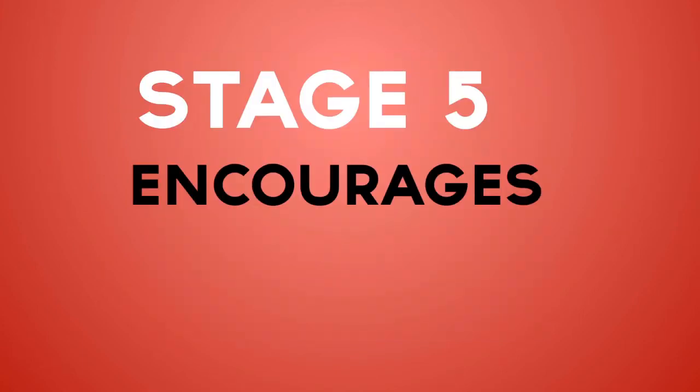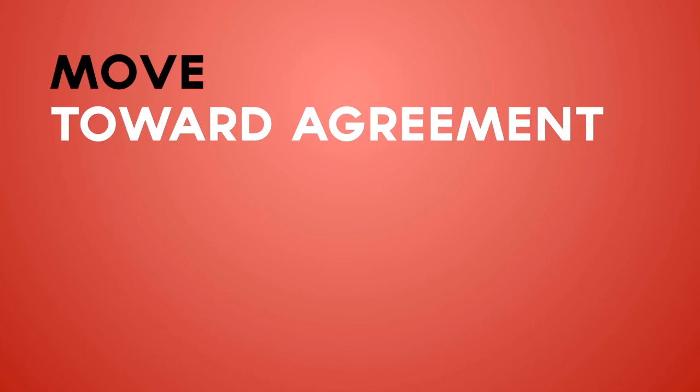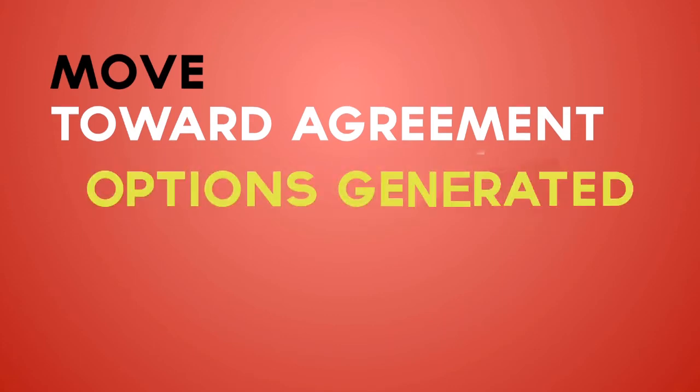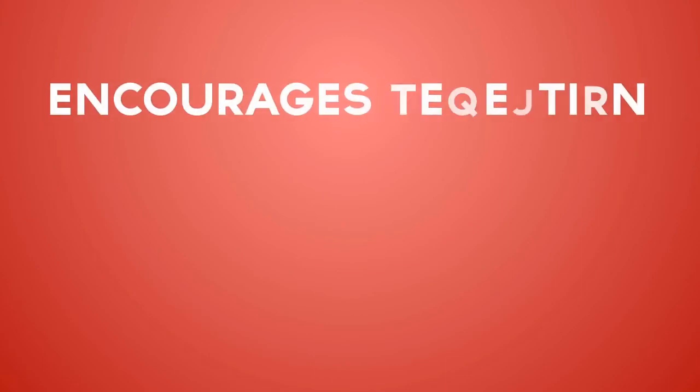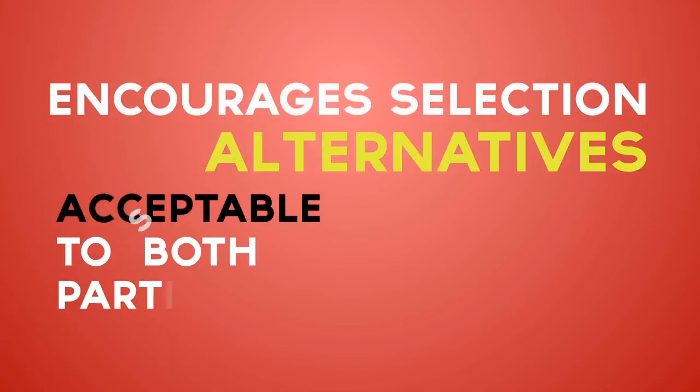In stage 5, the mediator encourages parties to select alternatives. During this stage, the mediator helps parties move toward agreement by considering the options generated and selecting those most workable. Encourages selection of alternatives which appear acceptable to both parties.